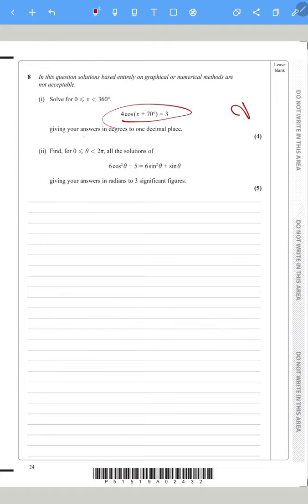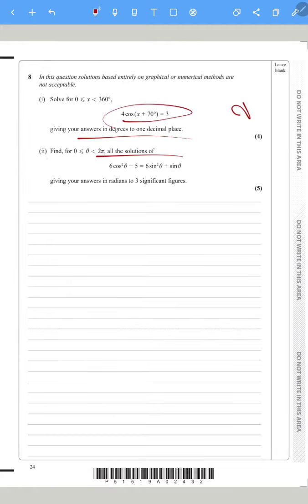Give your answer, find that, or solve. I can do that one. Cos x plus 70 equals 3 over 4. Inverse cos 3 over 4. 180 minus answer minus 70, 68.6, I think. Cos answer plus 70.